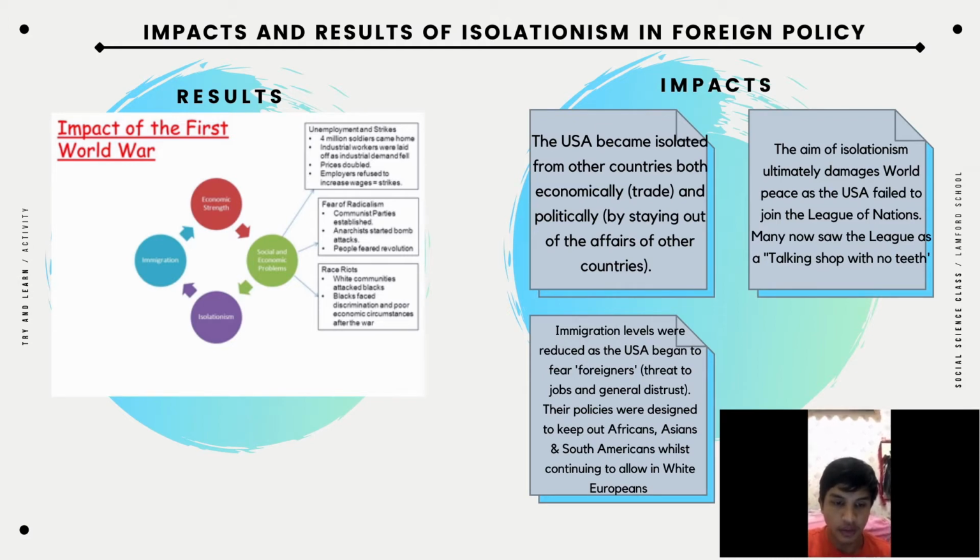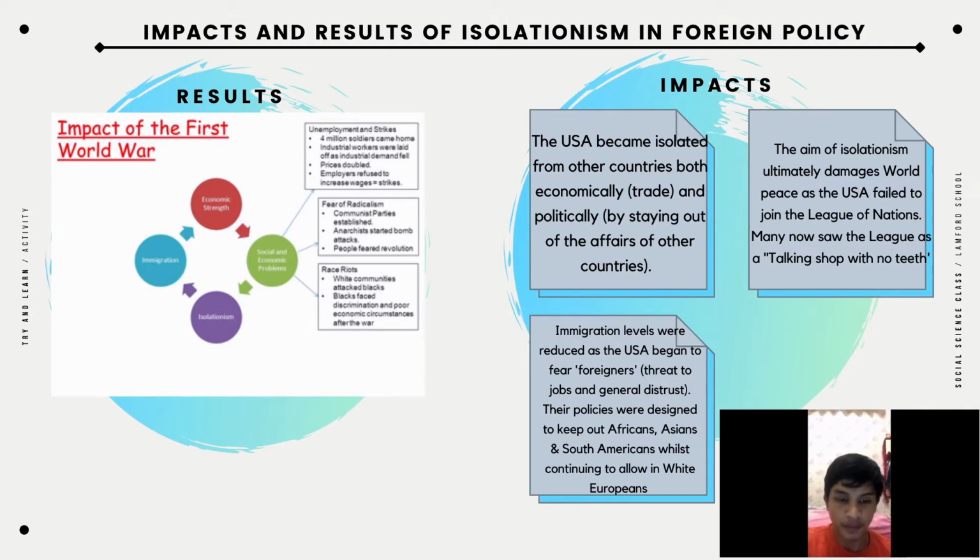The first one is 4 million soldiers came home. Second, industrial workers were laid off as industrial demands fell. Third, prices doubled. And the last one is employers refused to increase wages.